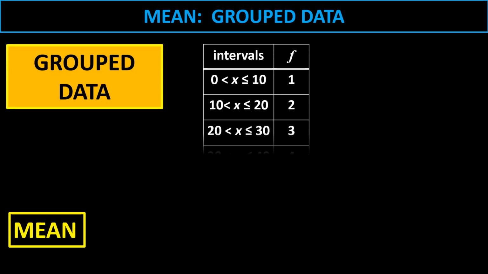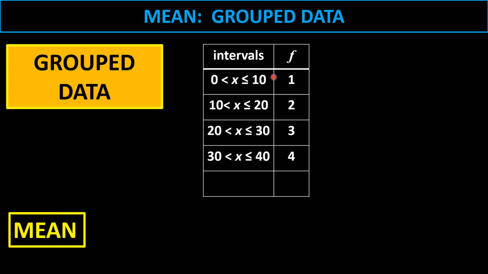What do we do if we have grouped data, right? What is grouped data? See, there's grouped data. We've got interval from 0 to 10, and the frequency is 1. Then from 10 to 20, but the 10 excluded, frequency is 2. I'm just taking some easy numbers for us just to understand the concept, right? So we want to find the arithmetic mean of this grouped data.